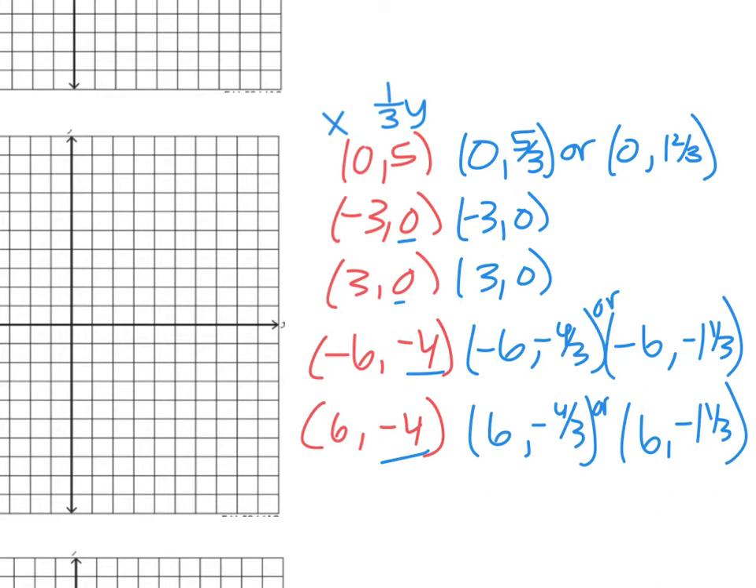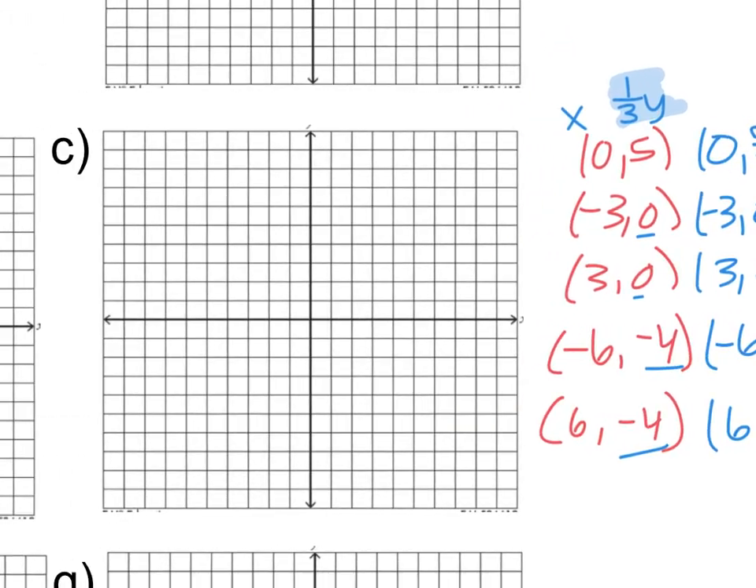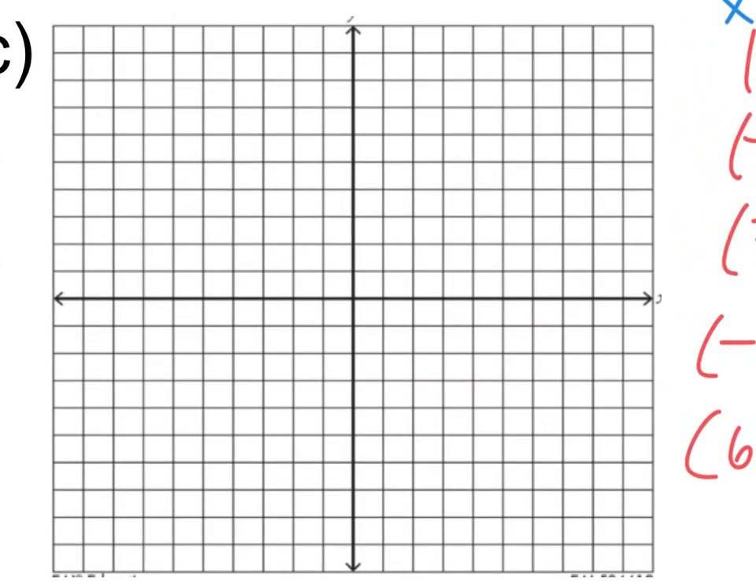So this one, it's a little bit more difficult to just copy and paste and move it around because you're changing the x or the y value. And in this case, we're changing all of the y values. So let's go ahead and graph these points. 0 and then 1 2/3. So (0, 1 2/3) will be close to 2. The (-3, 0) and the (3, 0) stayed the same. And then our -6 was now -1 1/3. And our +6 was -1 1/3.